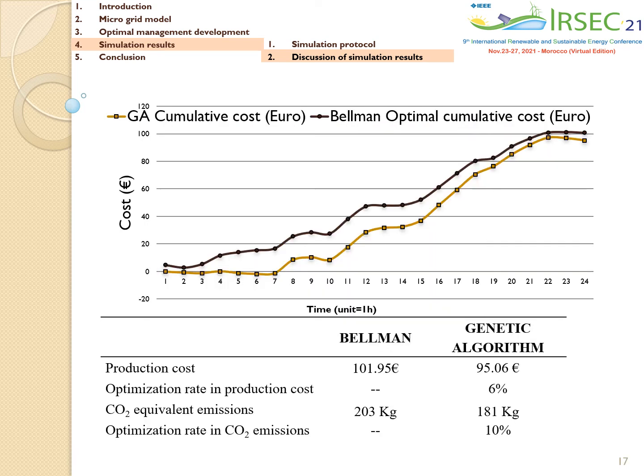We compared both results. During the studied day, GA makes an economy of 6% in production cost compared to Bellman. Air pollution is also reduced by 10% due to the reduced use of the gas turbine.